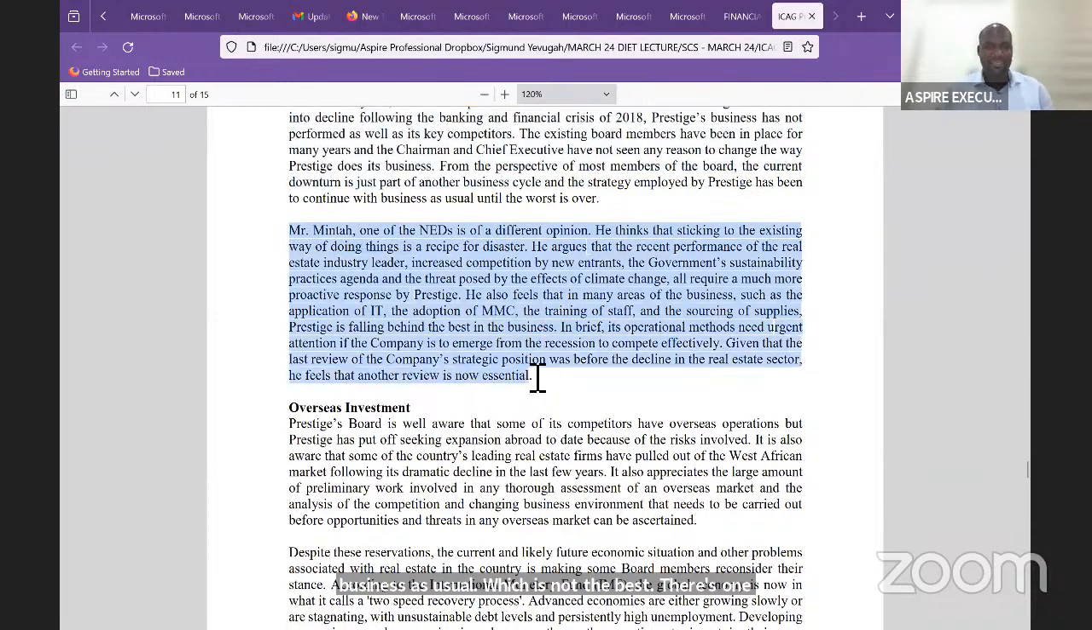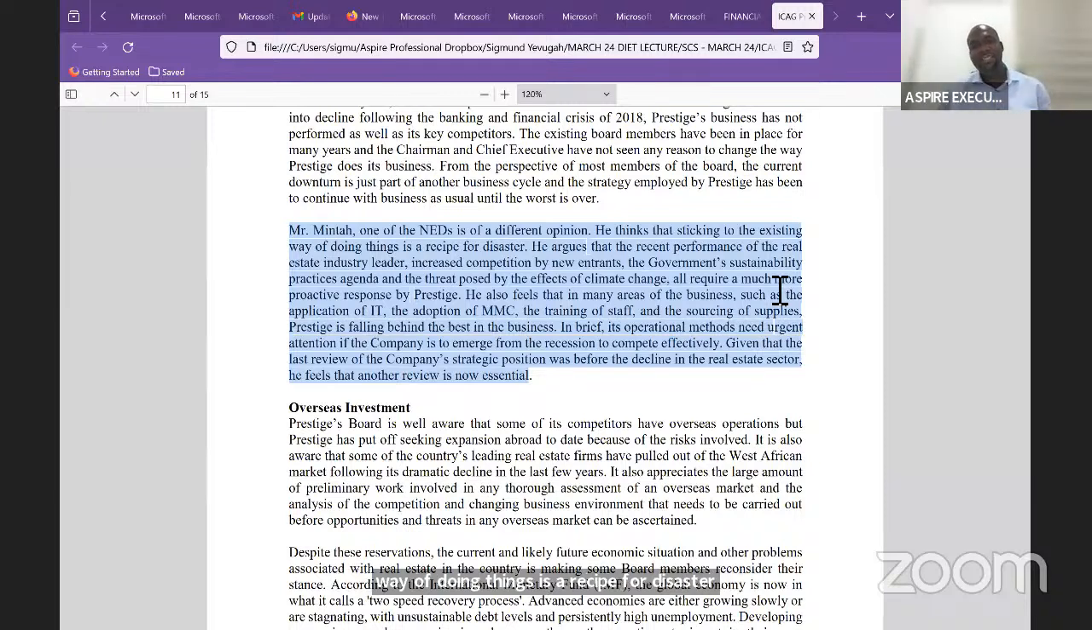Minta spoke extensively that, you know what, the way you guys are going, there's going to be a situation that will hit you very soon. He spoke expressly. That is very good. And what did he say? He says that he thinks that sticking to the existing way of doing things is a recipe for disaster.